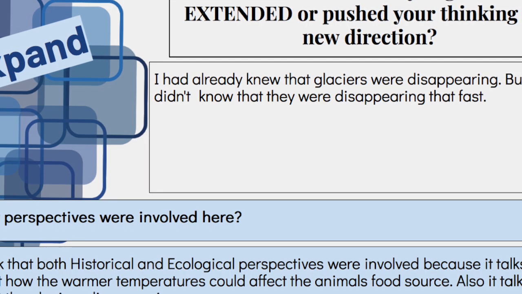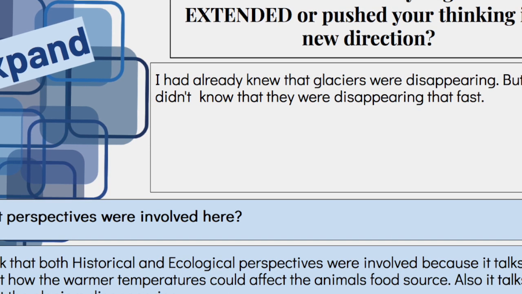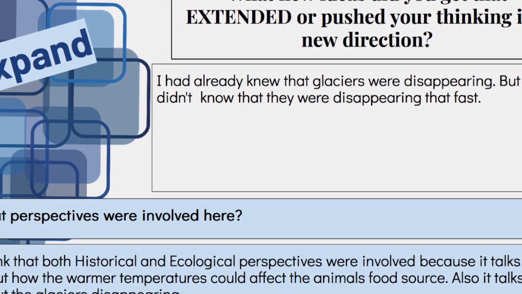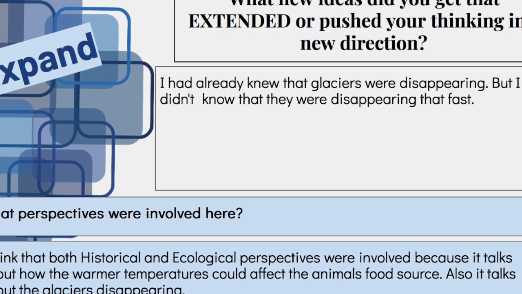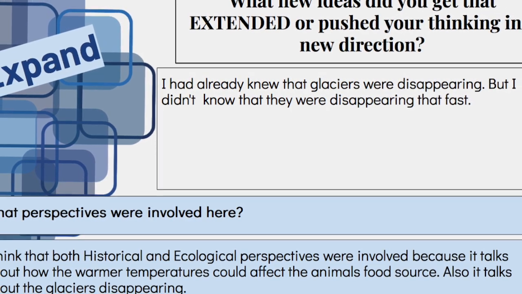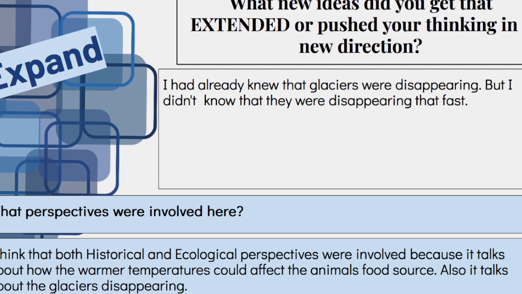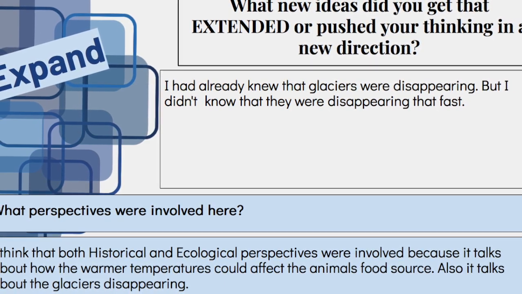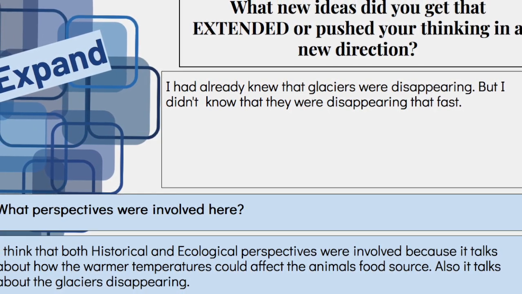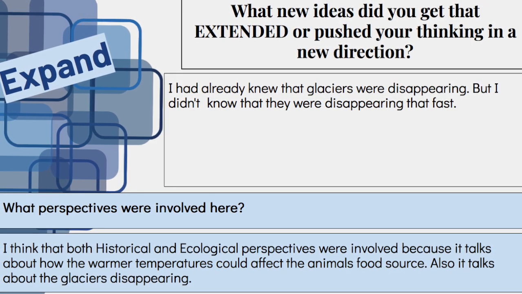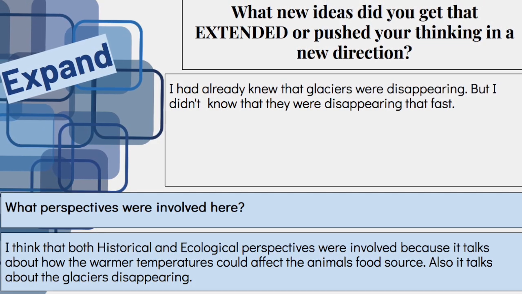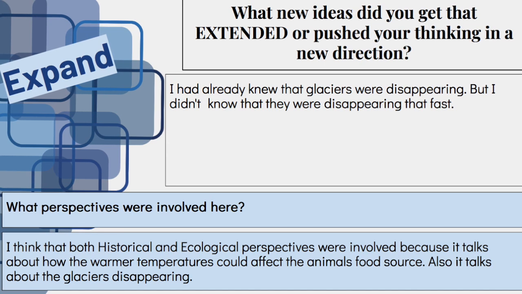This student wrote, "I had already known that glaciers were disappearing, but I didn't know they were disappearing that fast." She wrote, "I think that both historical and ecological perspectives were involved because it talks about how the warmer temperatures could affect the animal's food source. Also, it talks about the glaciers disappearing." This student knew that we can think about this over time, but also think about how it affects the ecosystem.